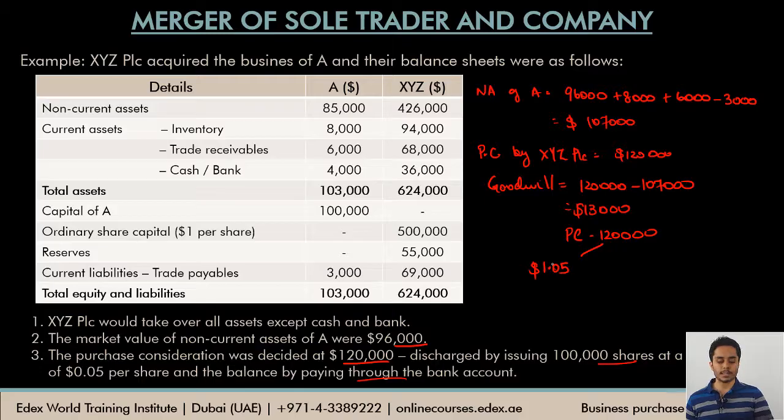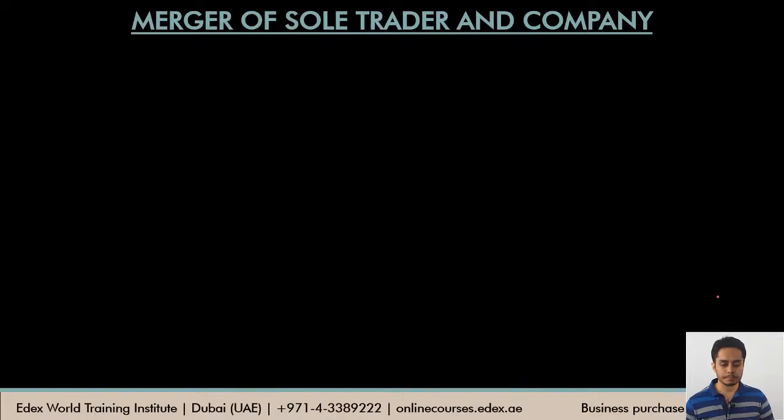The face value plus the premium value, if we multiply that by the number of shares issued, we would get 105,000, which is the total current value of the shares that have been issued by XYZ to A. And it says the balance amount was paid by bank, paid through the bank account. So 120,000 minus 105,000, 15,000, was discharged through the business bank account. This will be helpful when we prepare our balance sheet of XYZ PLC after the merger. Let's go ahead and prepare the balance sheet.